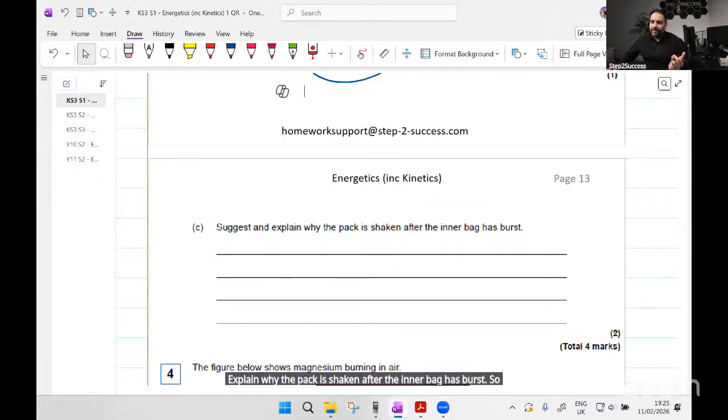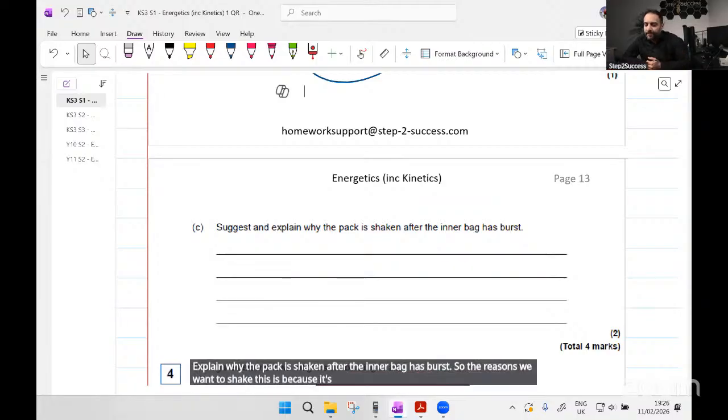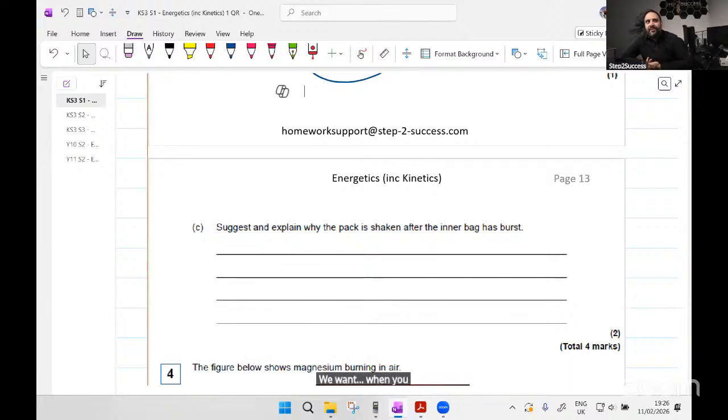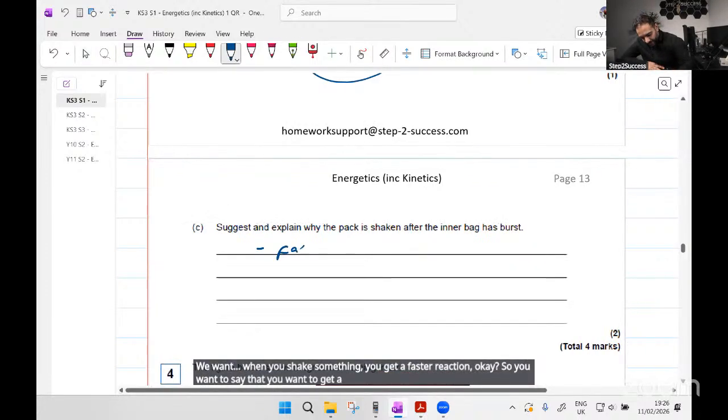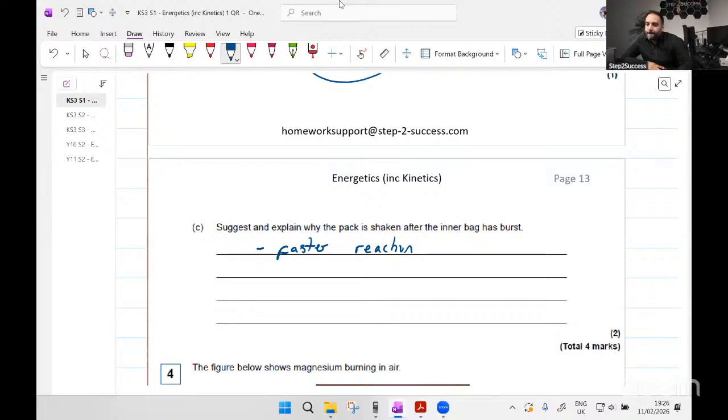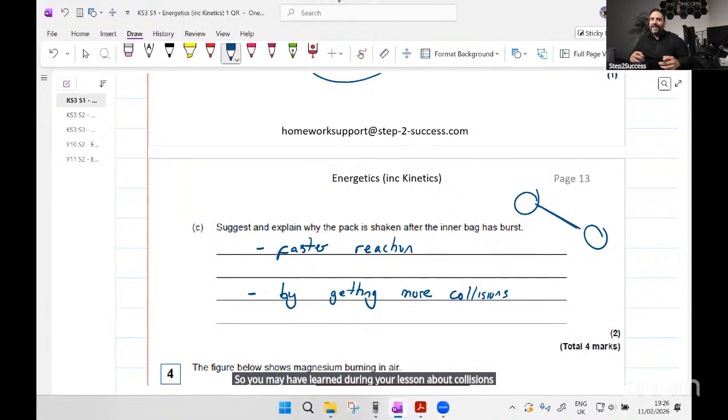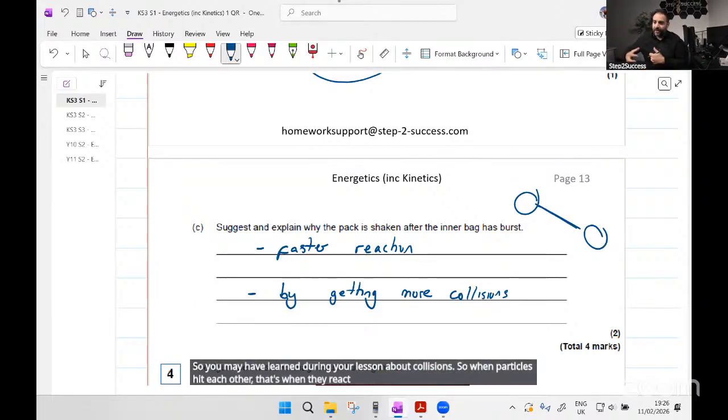So the reason we want to shake this is because when you shake something, you get a faster reaction. Okay, so you want to say that you want to get a faster reaction, and I'm going to put a technical thing in here by getting more collisions. So you may have learned during your lesson about collisions. When particles hit each other, that's when they react. So by shaking it, you're trying to make them hit each other more.